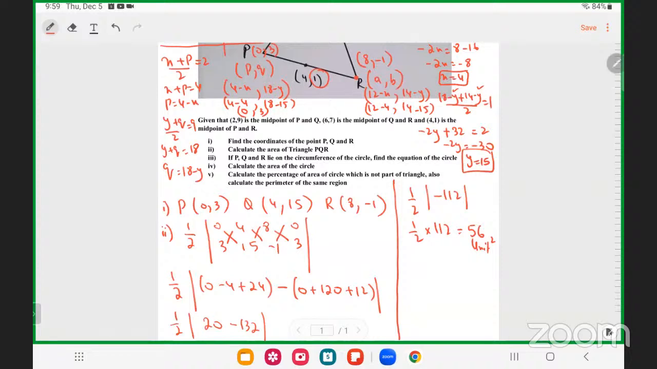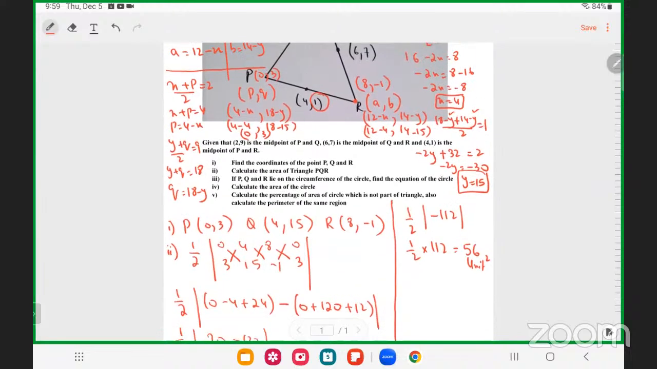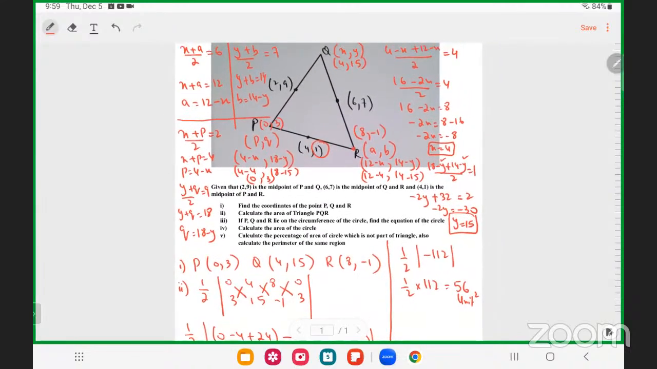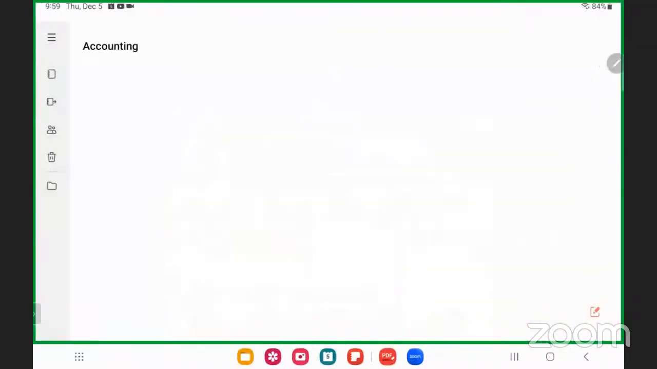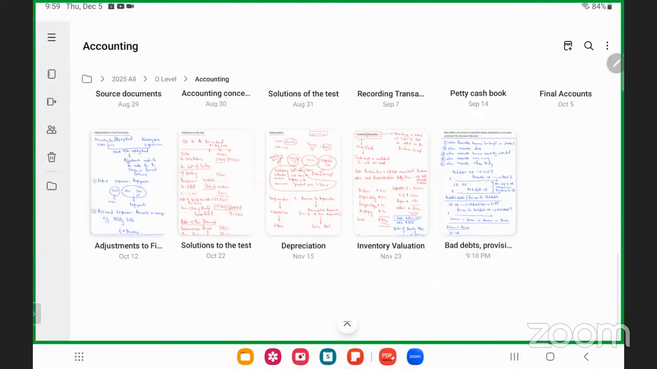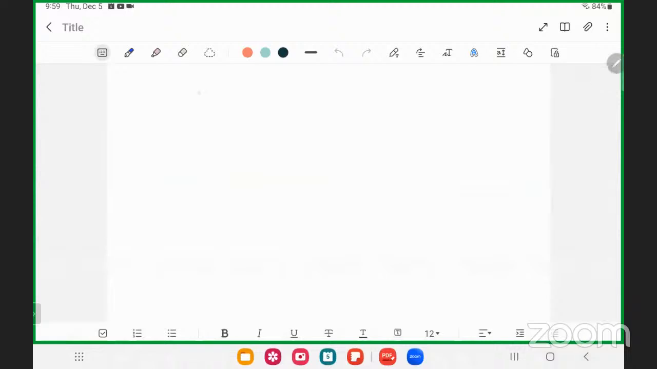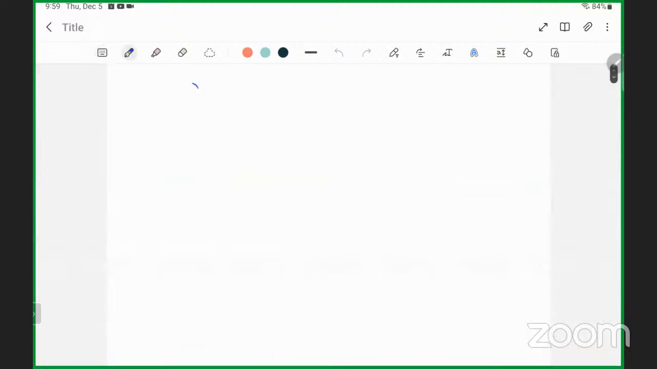The next part of the question is, if P, Q, R lie on the circumference of the circle, find the equation of the circle. I have taught you guys that whenever we need to find the equation of the circle and we are provided with 3 points on the circumference of the circle.